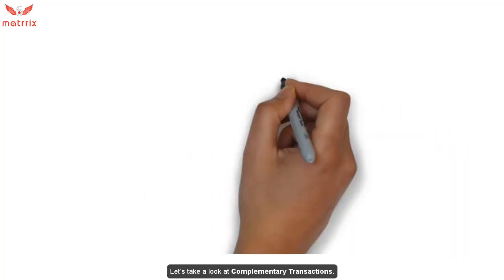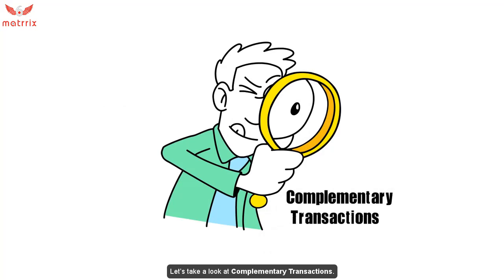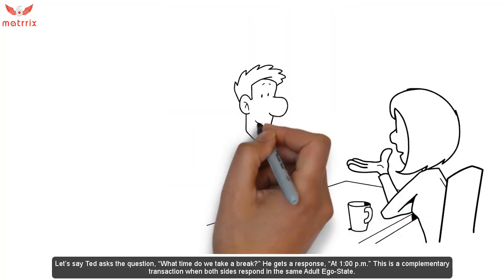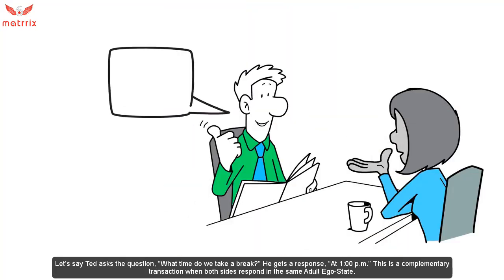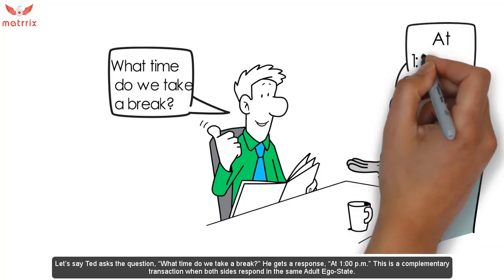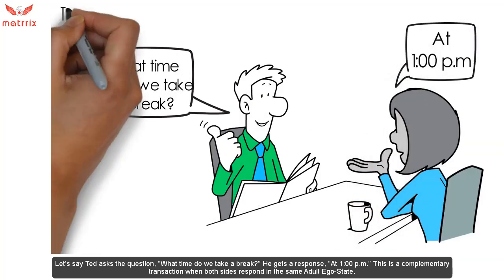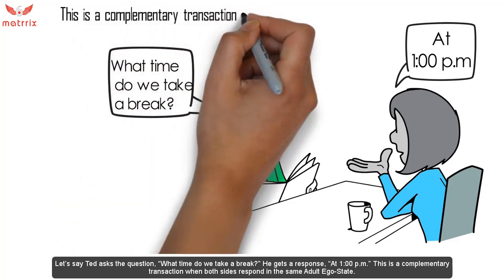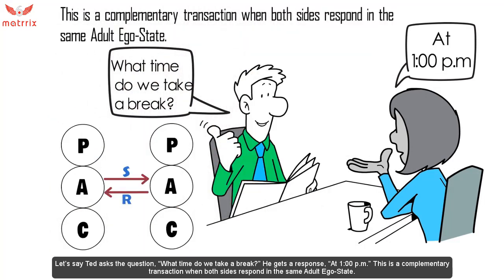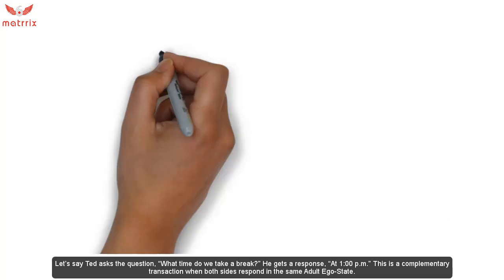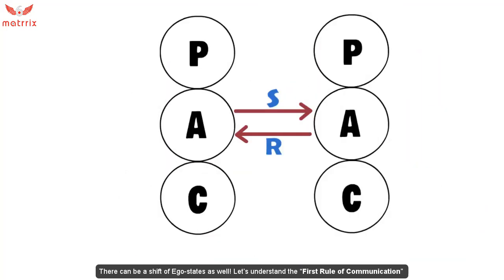Let's take a look at complementary transactions. Let's say Ted asks the question, "What time do we take a break?" He gets a response, "At 1 p.m." This is a complementary transaction when both sides respond in the same adult ego state. There can be a shift of ego states as well.